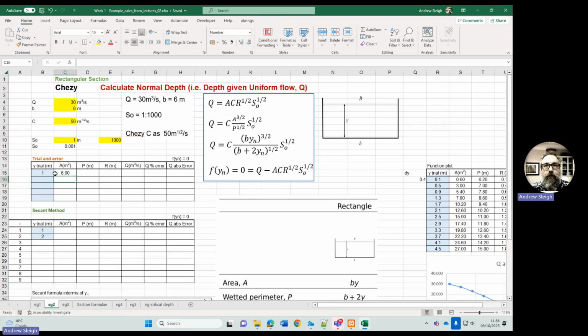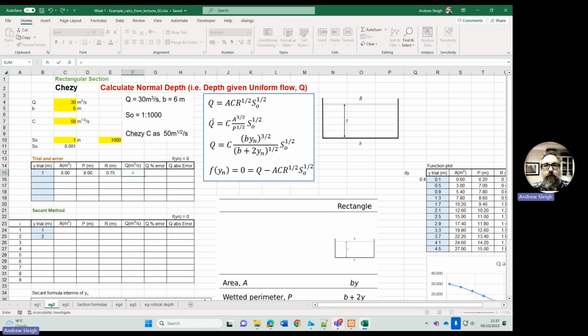I've always chosen a guess. I always start with a guess value of 1, just because it helps us estimate whether we've got the formulas right, but it's also not a bad start. So P is equal to B as a constant plus 2 times Y. R is always equal to A over P.